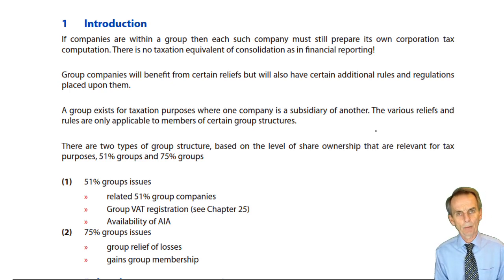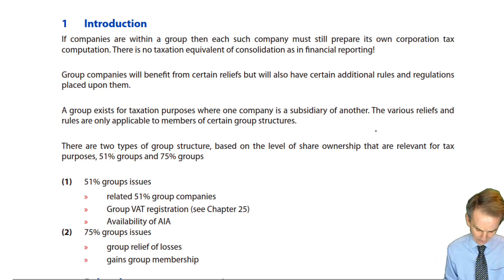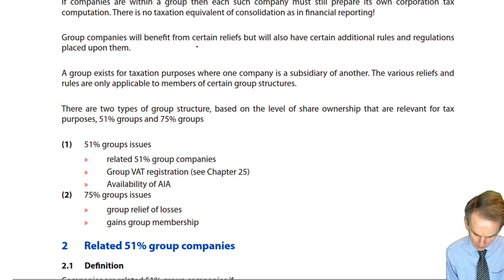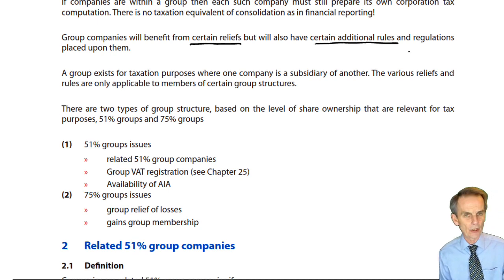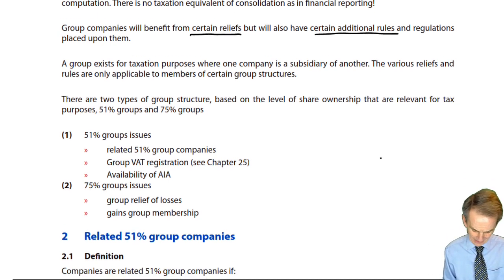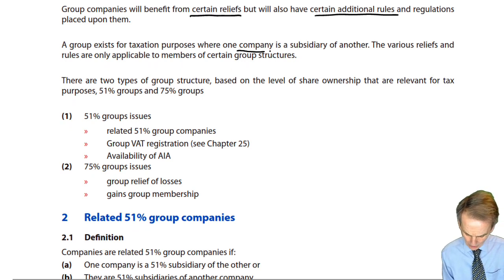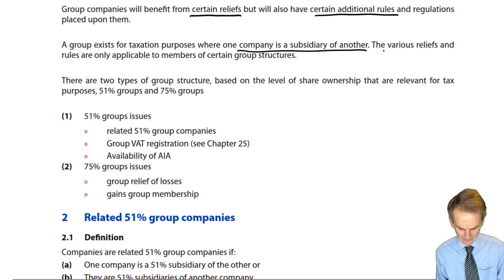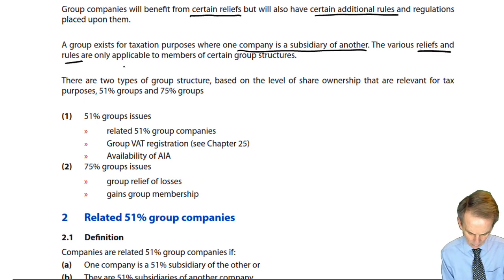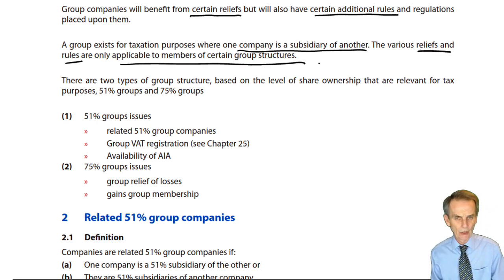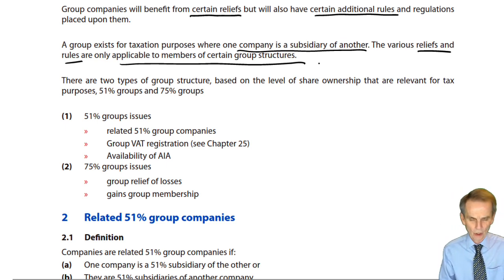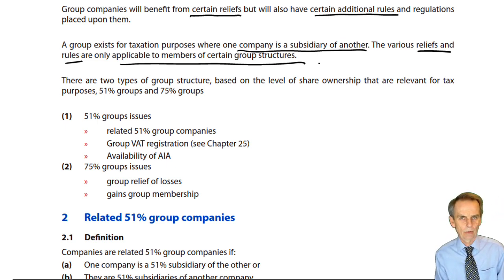So these now have to be explored, not just on an individual basis, as for example loss reliefs in chapter 18, but we now need to explore on a group-wide basis. As we've said, group companies will benefit from certain reliefs, but there are certain additional rules and regulations that will also be placed upon them. A group exists, of course, where one company is a subsidiary of another. The various reliefs and rules are only applicable to members of certain group structures. And those group structures are going to be measured in percentage shareholding terms.